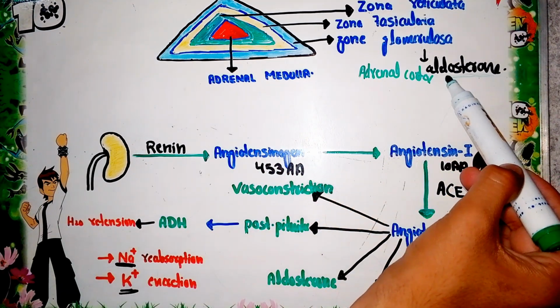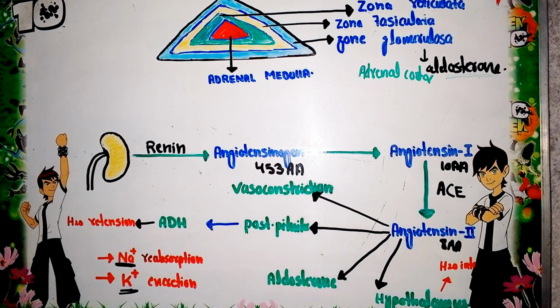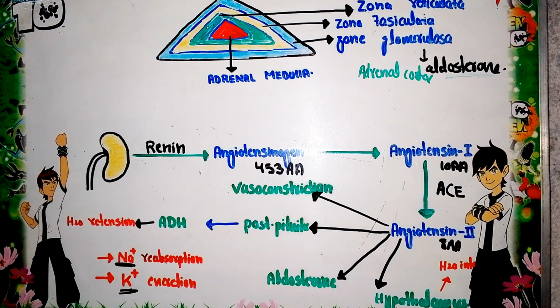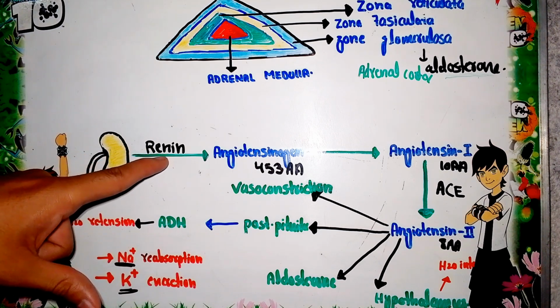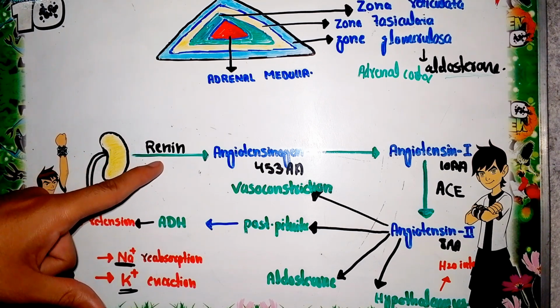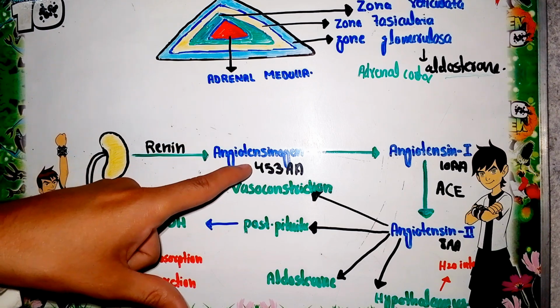Zona glomerulosa, the outer layer of the adrenal cortex, is responsible for the secretion of aldosterone. Now, how does the RAAS mechanism act in the regulation of blood pressure? Whenever there is a drop in blood pressure, or a drop in sodium levels, a juxtaglomerular cell present in the afferent arteriole releases the hormone called renin. Now this renin acts on angiotensinogen.